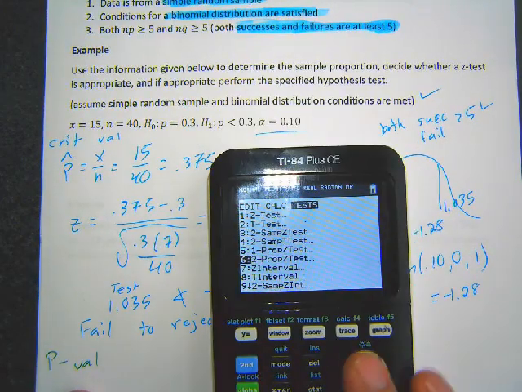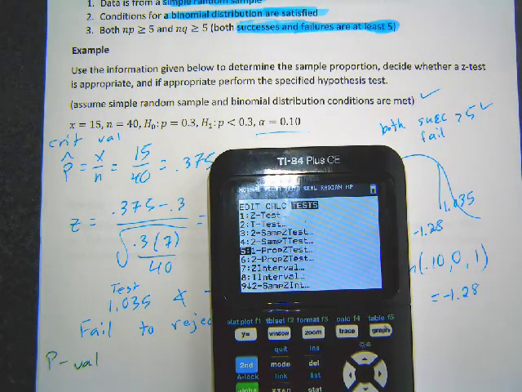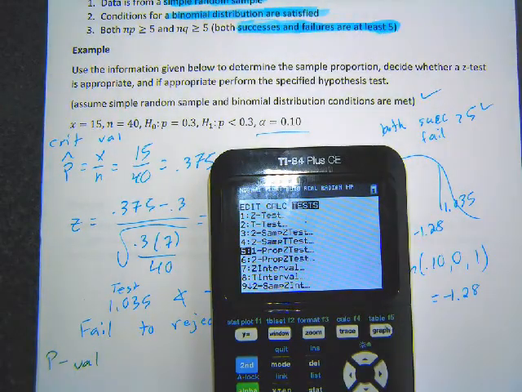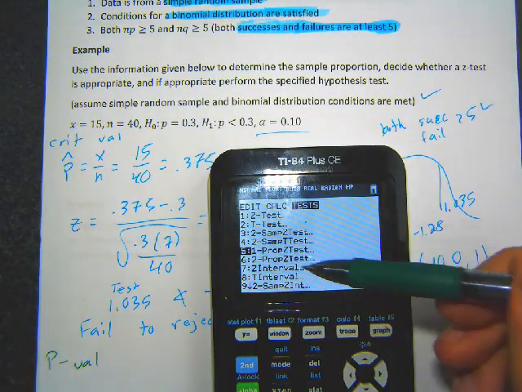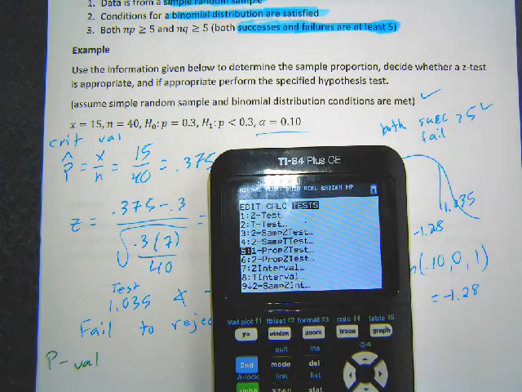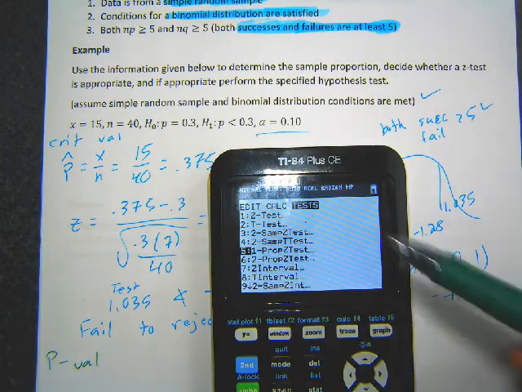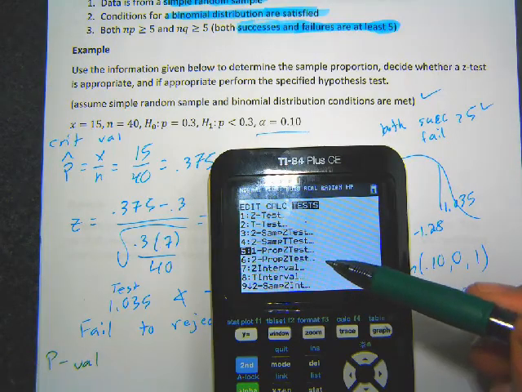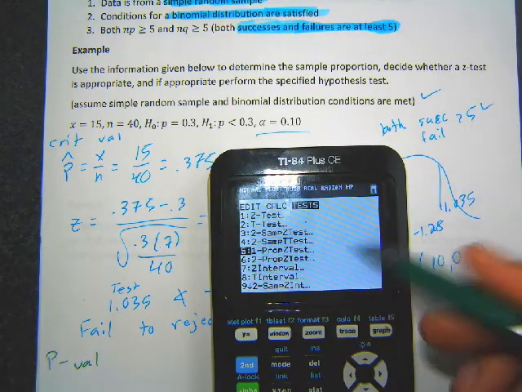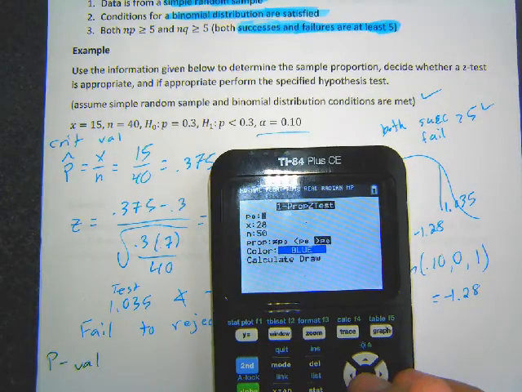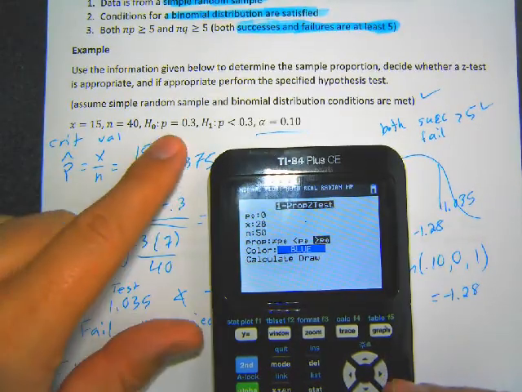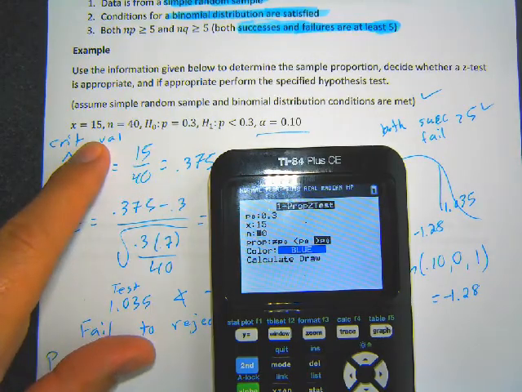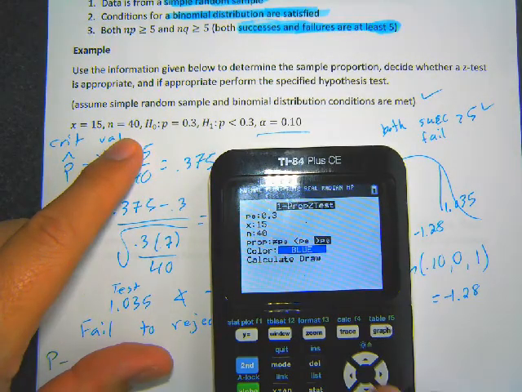So we want one prop z test. There it is. Oh, I want two. I want one. One prop z test. So it's proportion, prop. Since we're working with the x's and the n's, we're not working with means. We're working with proportions or percentages. And z test, because with proportions we're always going to be doing z tests, and we're not doing an interval, right? We're doing a test. That'd be the big difference. There's a one prop z interval when you want to build the confidence interval, but we want to build a test. Okay, so what's the p0? That's the claim value, which is 0.3. X is 15. N is 40. And then we're doing a less than test.